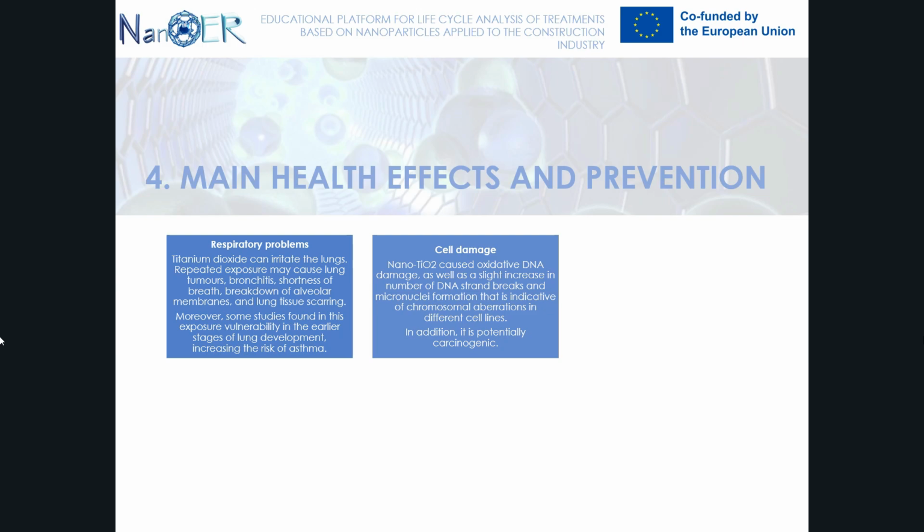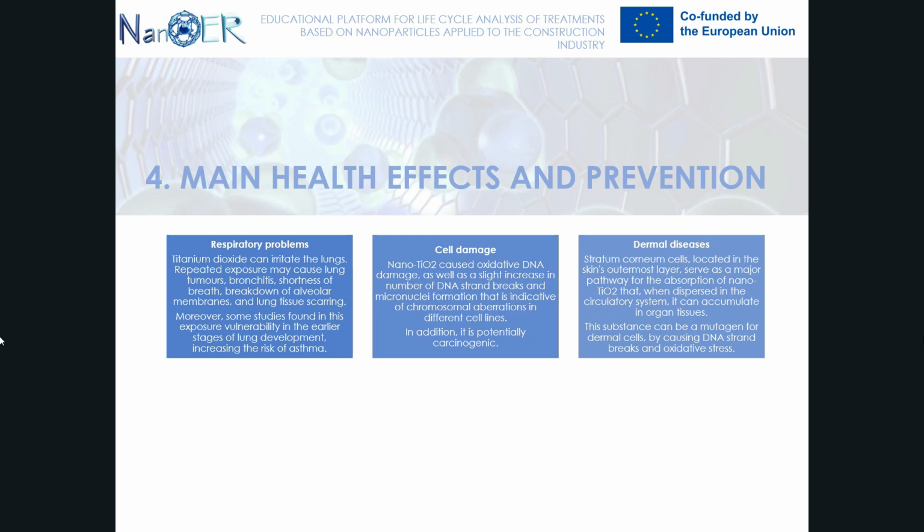In reference to dermal diseases, stratum corneum cells located in the skin's outermost layer serve as a major pathway for the absorption of nano-TiO2 that, when dispersed in the circulatory system, can accumulate in organ tissues. This substance can be a mutagen for dermal cells by causing DNA strand breaks and oxidative stress.